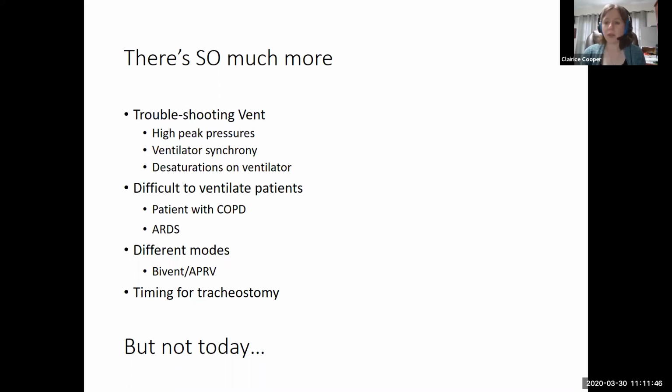Hopefully you came away from this now having a much better understanding of assessing and managing the patient on volume control with pressure regulation, making recommendations for initial vent settings as well as ventilator changes based on how the patient is doing and their blood gas, as well as how to progress these patients working towards weaning and ultimately extubation.